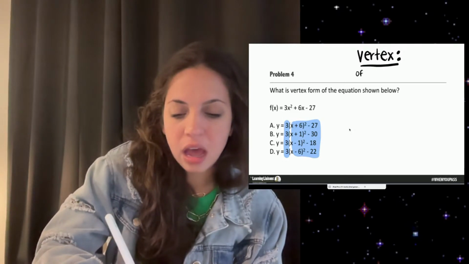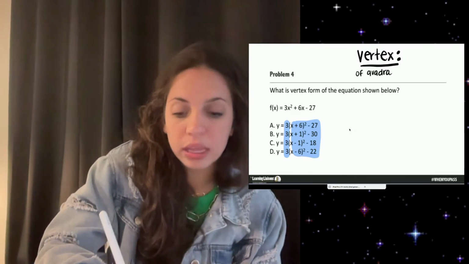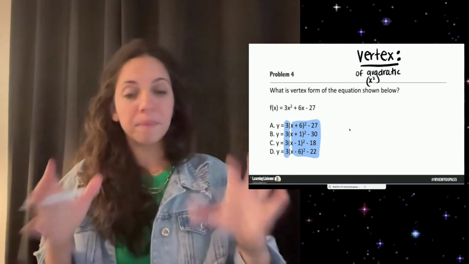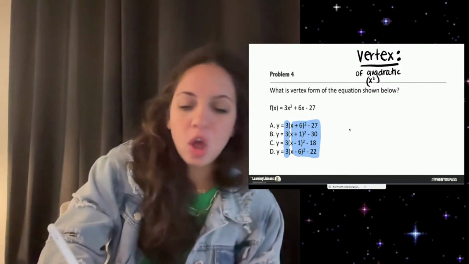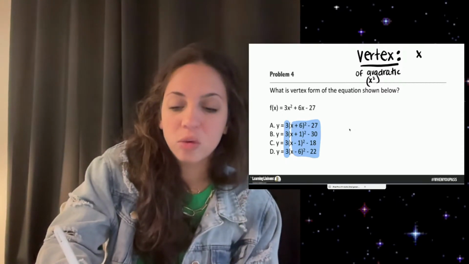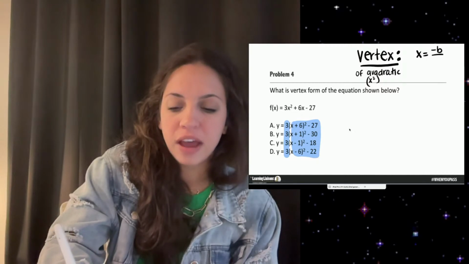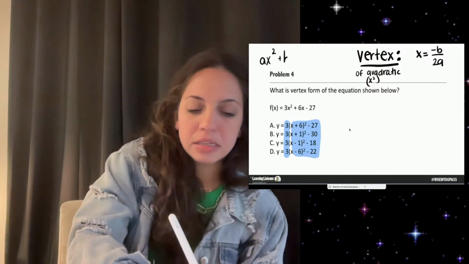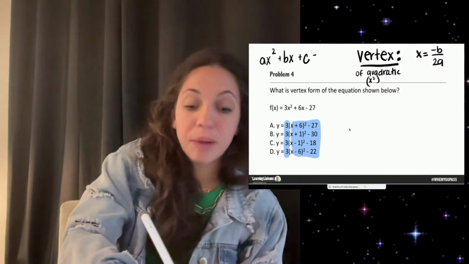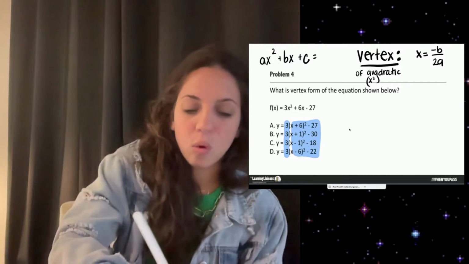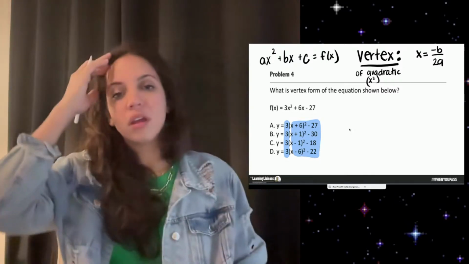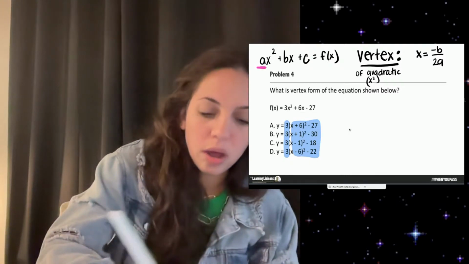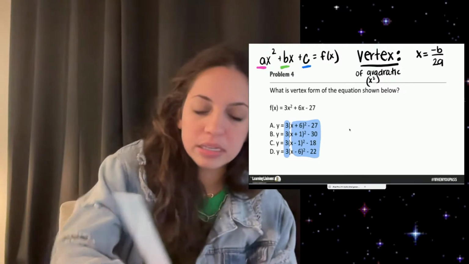How do I find my vertex without putting it into vertex form? And this is vertex of a quadratic only, which is vertex of an x squared problem. How do I find my vertex? Well, I can find the x value of my vertex by doing negative b divided by 2a, where a is in front of the x squared, b is in front of the x, and c is by itself. It's the constant, equals f of x. So in this case, what is a, what is b, and what is c?